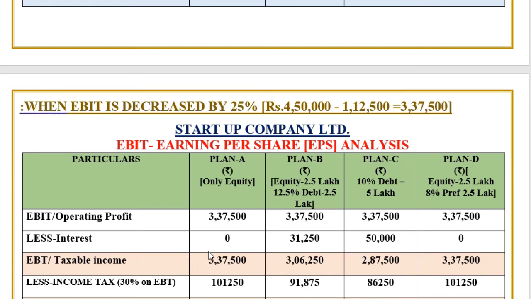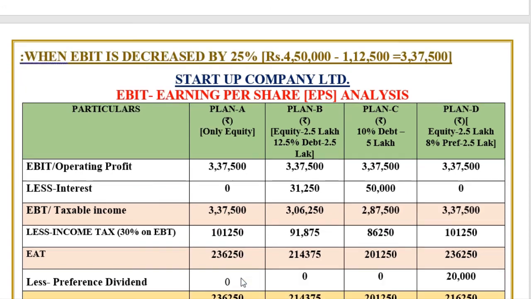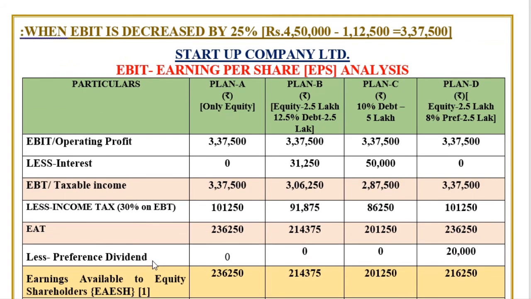ನಾವು EBT ಕ್ಯಾಲ್ಕುಲೇಟ್ ಮಾಡಾದ್ಮೇಲೆ then you calculate income tax. So income tax, if you calculate on EBT, then you deduct from the EBT, then you will get EAT, that is 2,36,250. ಈ calculations ಬರುತ್ತೆ ನಿಮಗೆ. So once you calculate EAT, then deduct any preference dividend. So ಈ ಪ್ಲಾನ್ಸ್ ಅಲ್ಲಿ ಇದೆ. ಸೊ 20,000 ಬರುತ್ತೆ. ಕ್ಯಾಲ್ಕುಲೇಟ್ ಮಾಡಿದ್ರೆ ಎಲ್ಲಾ ಪ್ಲಾನ್ಸ್ ಇಂಟ್ರೆಸ್ಟ್ ಅಮೌಂಟ್ ಸೇಮ್ ಇರುತ್ತೆ. ಸೊ ಪ್ರಿಫರೆನ್ಸ್ ಡಿವಿಡೆಂಡ್ ಅಮೌಂಟ್ ಸೇಮ್ ಇರುತ್ತೆ. ಬಟ್ ರಿಮೈನಿಂಗ್ ಕ್ಯಾಲ್ಕುಲೇಷನ್ಸ್ ನೀವು ಮಾಡಬೇಕು.